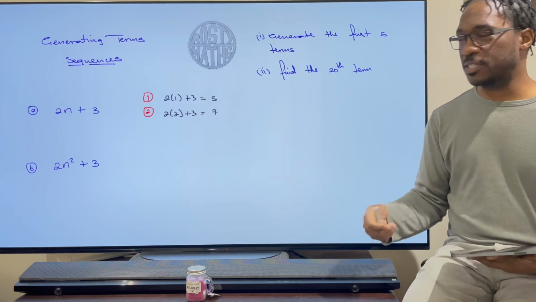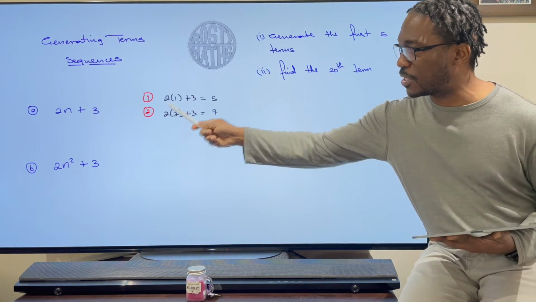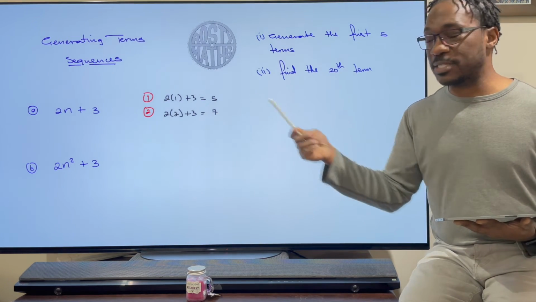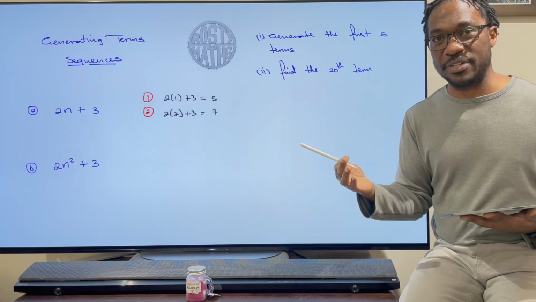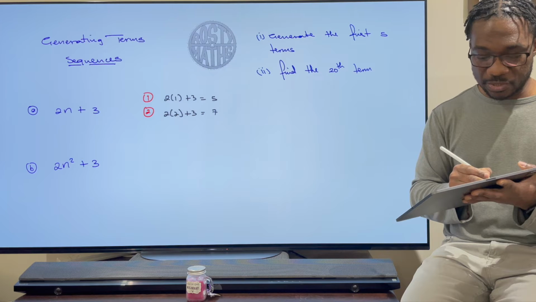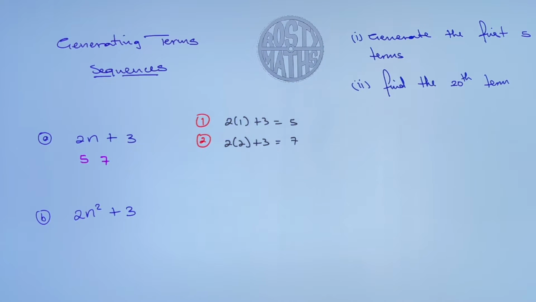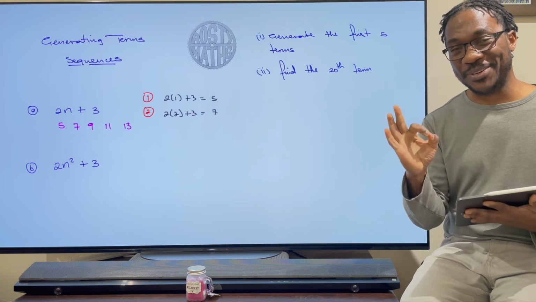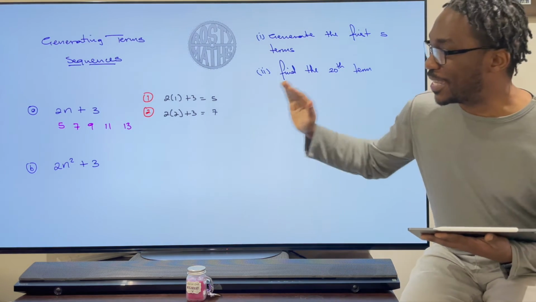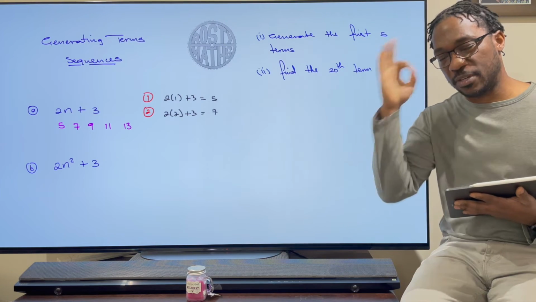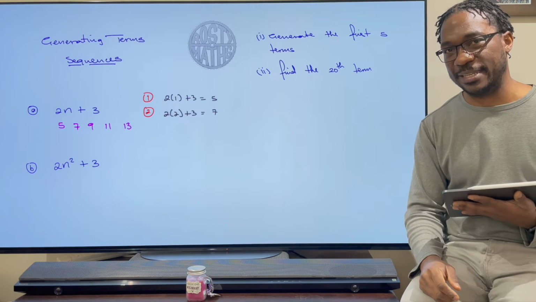If you watched my last video, you will know that the 2 on the front tells you how the sequence is going up. It is clear that this sequence is going up in 2s, adding 2 every time. So the first 5 terms, without doing any extra work, would be 5, 7, 9, 11, and 13. Was that pretty cool? That's how you work out the first 5 terms of a sequence, and if you're clever, you can shorten your work.